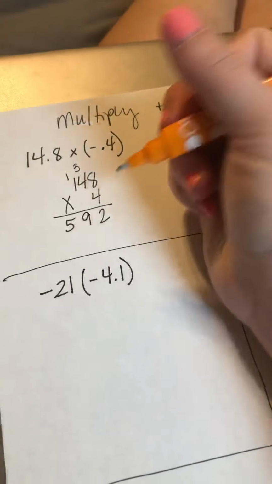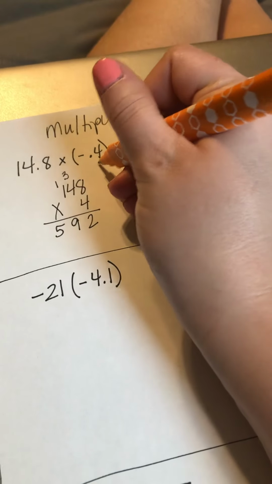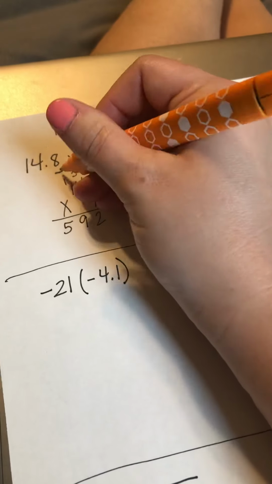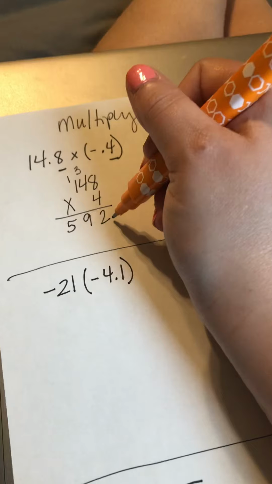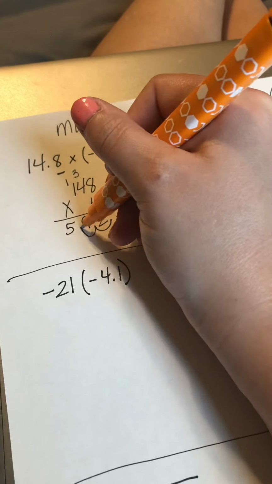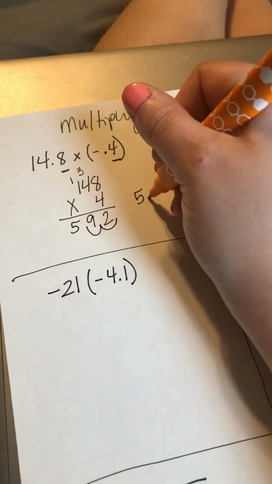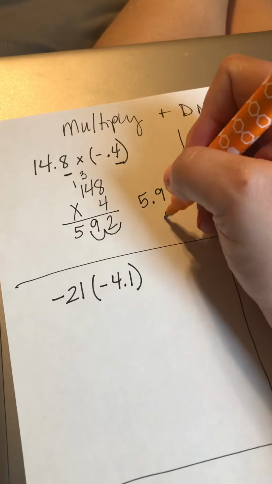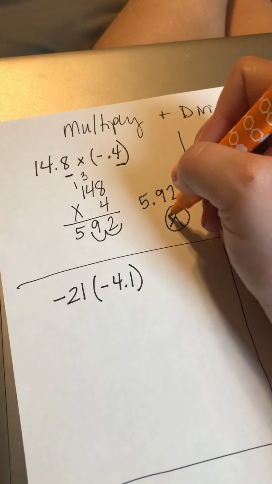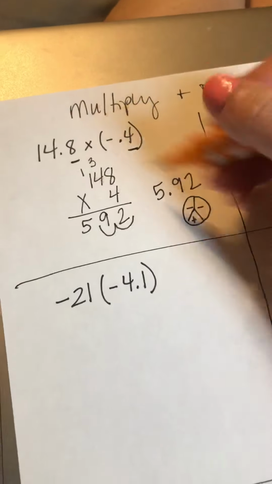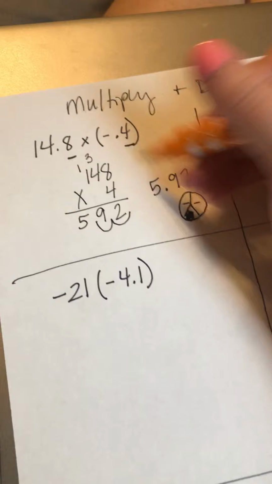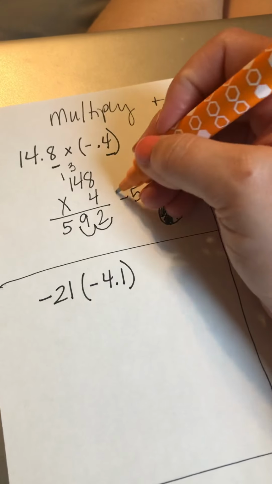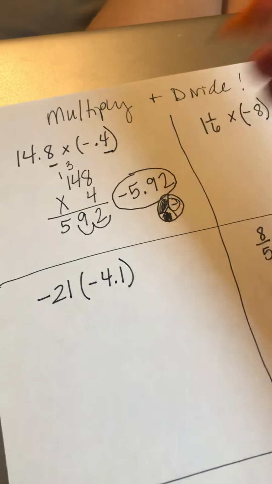Now this isn't my answer because now I have to put my decimals back in. I have one number after the decimal here and one number after the decimal here. So that's 2. So from the end, I move it in 1, 2 times. So I have 5.92. Then I'm going to refer to sleeping man. I have a positive. I have a negative. So my answer is going to be negative. So my correct answer is negative 5.92.